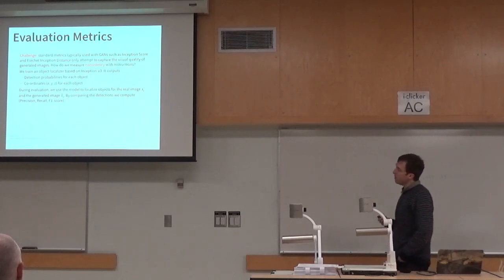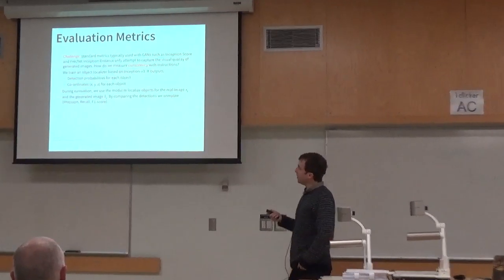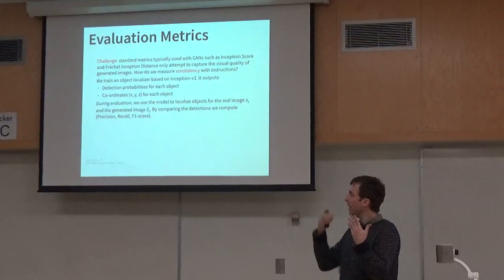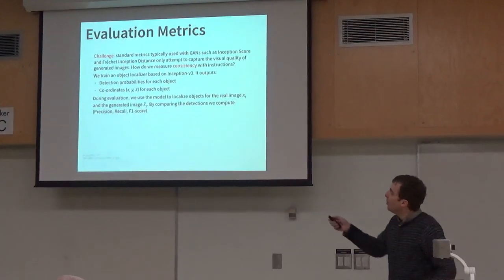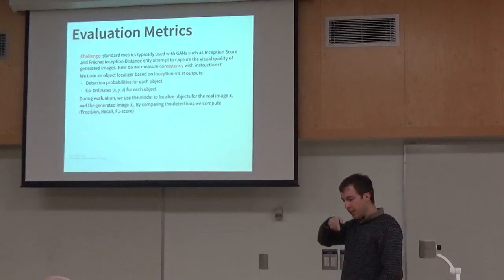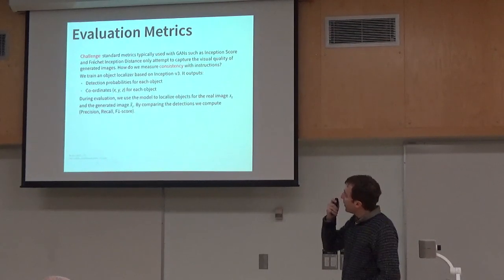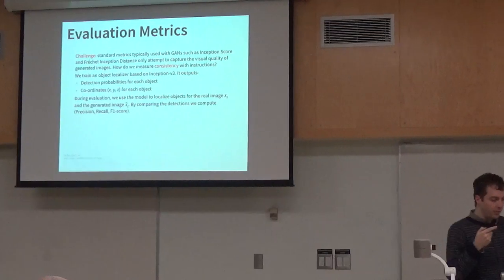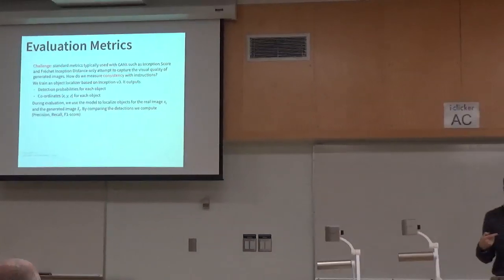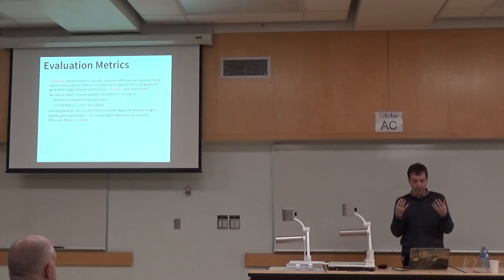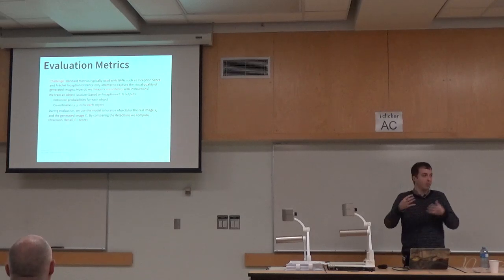So what we do to evaluate these models is we run an object detector on both the ground truth image and the generated image from the model. We get out the detection probabilities for each of the objects that are found in the scene, and we get their coordinates. And then during evaluation, we can compute precision, recall, and an F1 score that tells us at least whether the right objects were generated by the generator, the objects that were in the scene before. Okay, so that tells us if the same objects were generated and detected, but it doesn't tell us if they're in the right relationship with one another.